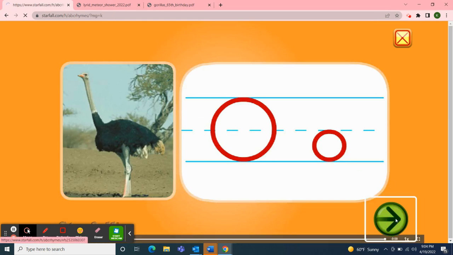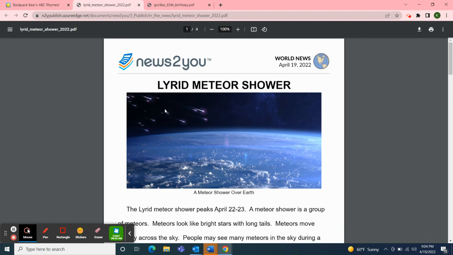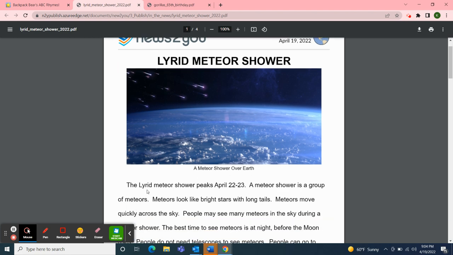Next, I'll read two articles from News2U, the Unique Learning System. The first article, the title is Lyrid Meteor Shower. This came out in World News today, April 19th. And here's a picture of a meteor shower over the Earth. The Lyrid Meteor Shower peaks April 22nd through the 23rd.